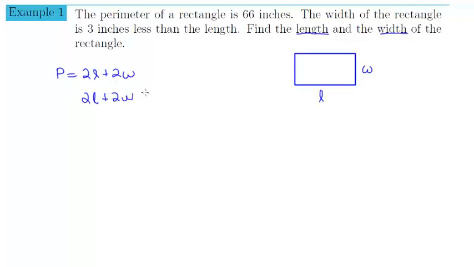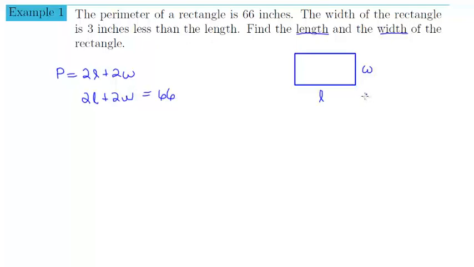So that's going to create our math equation that we're going to work with. 2L plus 2W equals 66. Now the second sentence in this problem, the width of the rectangle is 3 inches less than the length. This gives us another math equation that we're going to work with.